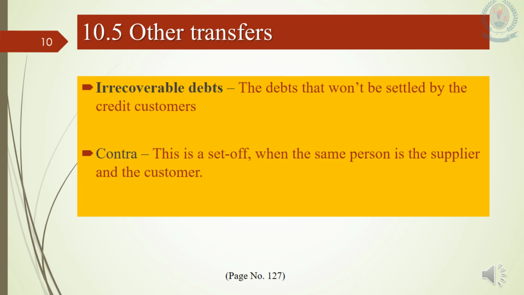Contra entry is a set-off. When a company is both the supplier and the customer to a company, this sort of entry would occur. In this entry, the trade receivables ledger control account will be credited and the trade payables ledger control account will be debited. Now we will look at example 1 on page 127 to understand how the contra entry works.